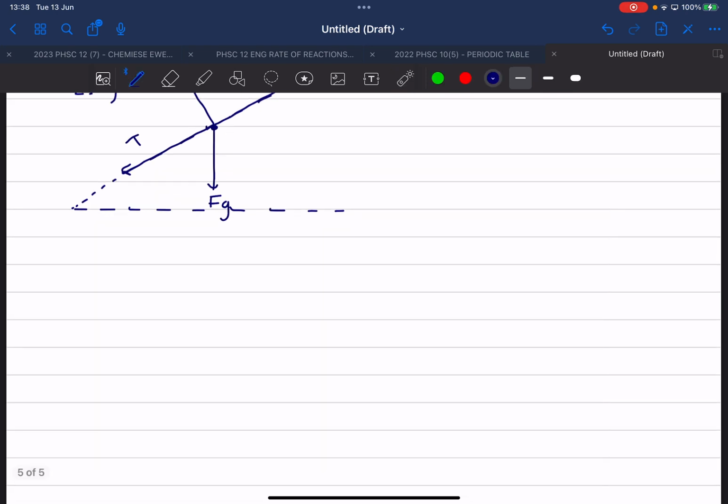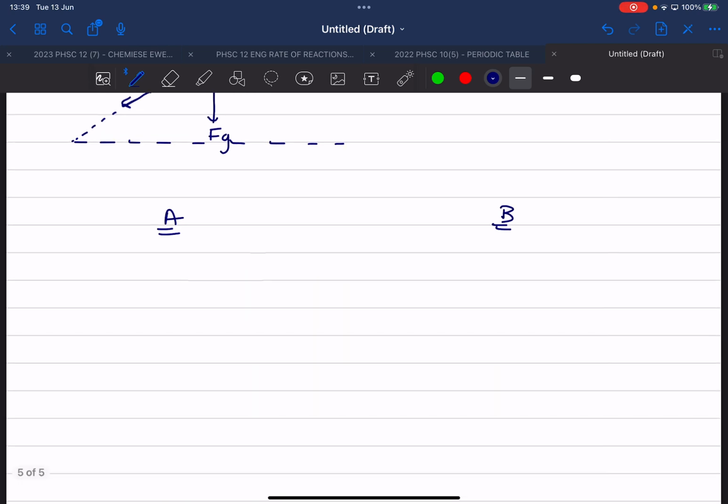Okay, quickly tell yourself right. So I want to do it in order. This is A, here is B. A's forces, we have tension. Well, there's no friction. Gravity, normal.